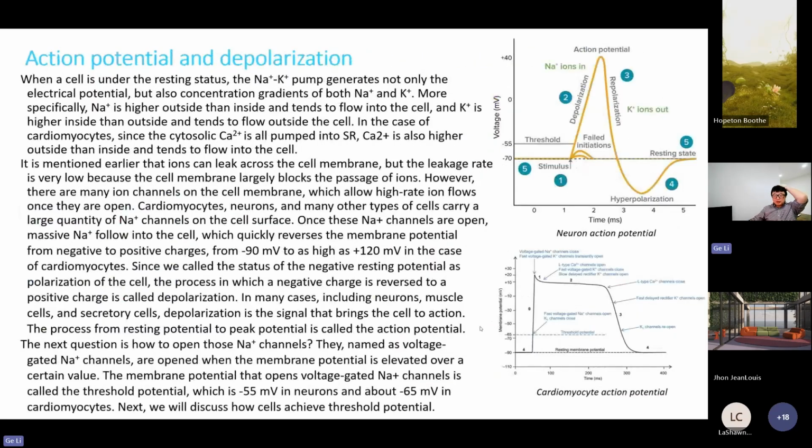What's happening here? We'll talk about this again, but let's say this. After the peak positive membrane potential, there's a relatively long time when the membrane potential actually does not change a lot. And this is the feature of the cardiomyocytes. And this is called the plateau phase of cardiomyocytes. We will talk about this later.